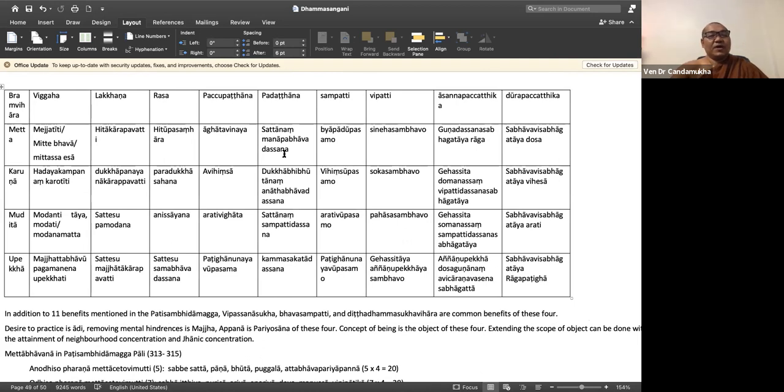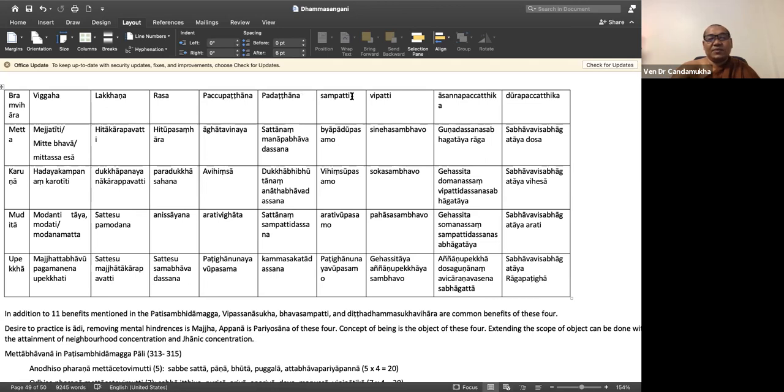So number one column is the brahmavihāra: metta, karuna, mudita, upekkha. Number two column is vigaha. Vigaha means analysis. So what analysis? Or meaning, definition, or interpretation. Then number three column is lakkhana, characteristics, rasa, function, and then paccupatthana, manifestation, padatthana, approximate cause.